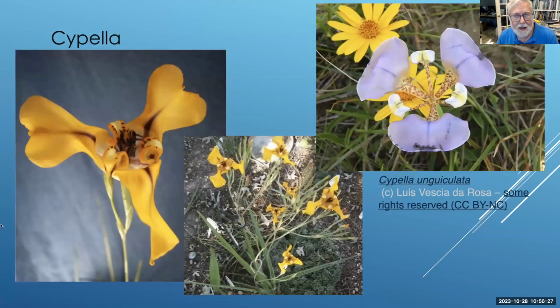Next slide. Cypella again has the strangely folded tepals, upper tepals. But they are pretty and they are larger. And some of the cypellas can be grown. I can grow 2 or 3 species outside here in Zone 7. So it's possible for a lot of people to grow these.